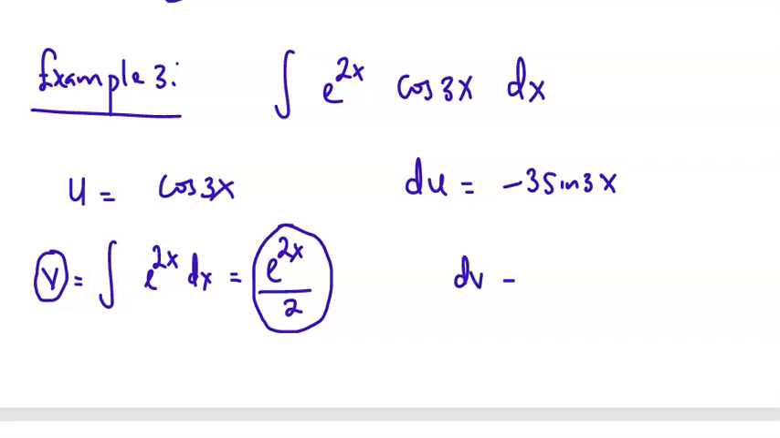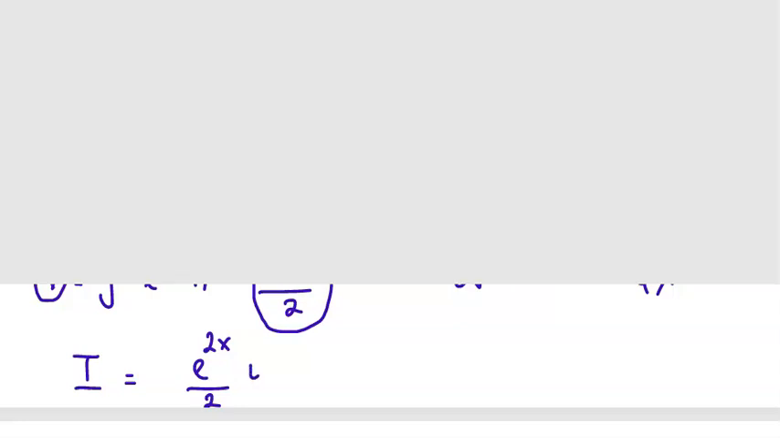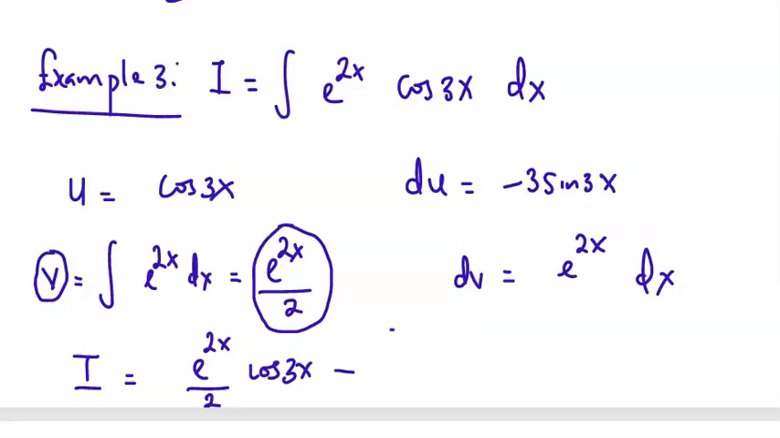Okay, so the v is going to be just the function itself. So what is going on? This integral, let's call it I. So our I is going to be uv. uv is e raised to the power of 2x over 2, multiplied by the cosine of 3x, then minus the integral of v, which is e raised to the power of 2x over 2, du, negative 3 sine of 3x dx.